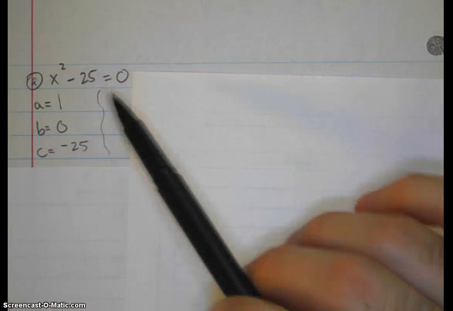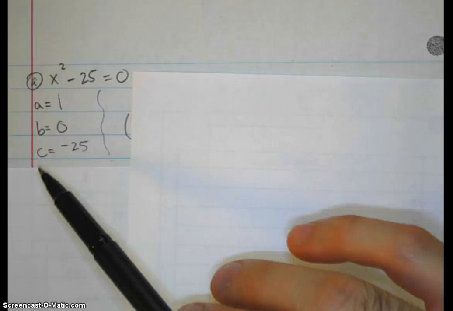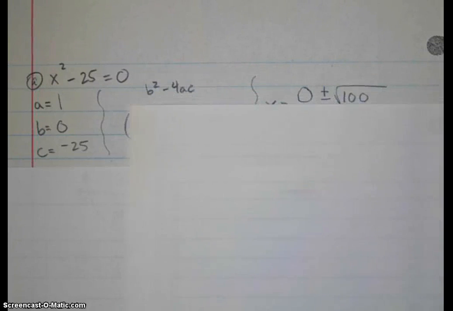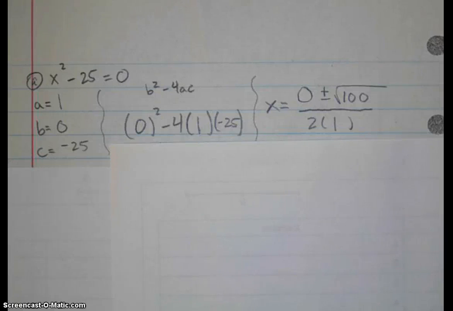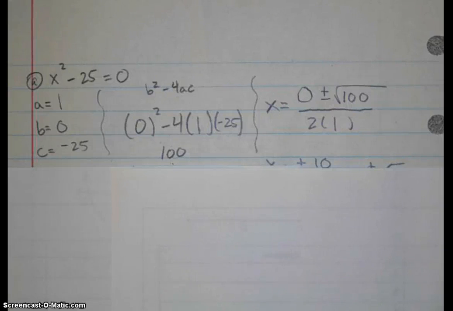If we look in front of the x squared, I have 1x squared, so my a value is 1. I don't have any x's, so my b value is going to be 0. And the number all by itself, that's going to be your c value, a little refresher there, which is negative 25. Now from there, step 2 said to find the discriminant. So I plug it into that general formula, which is b squared minus 4 times a times c. I plug in my b, my a, and my c, and I get 100. So my discriminant is 100.